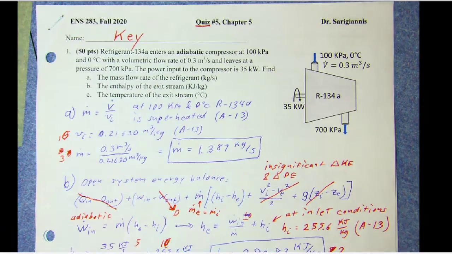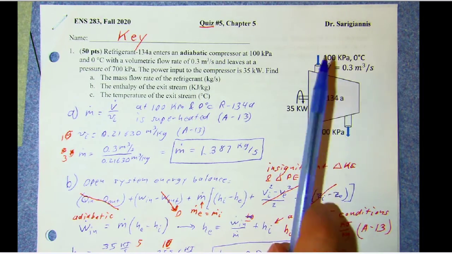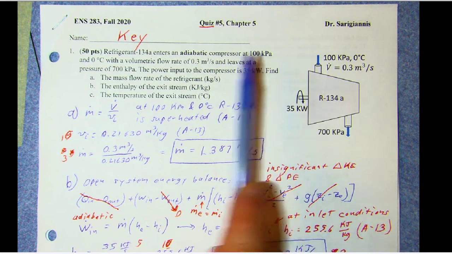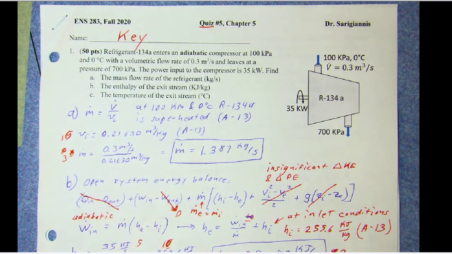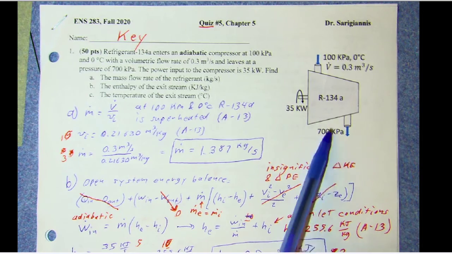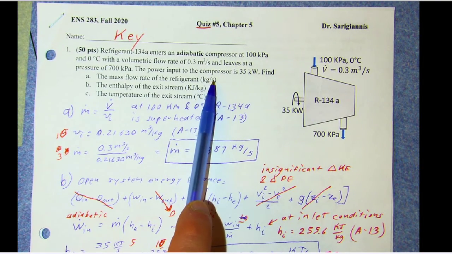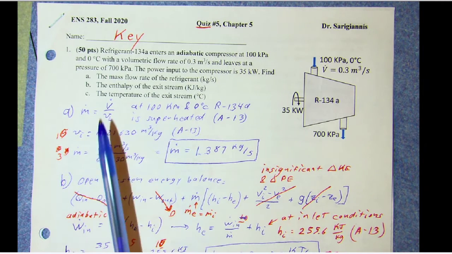Let's see, what do we got? We've got a refrigerant 134A entering an adiabatic compressor at 100 kPa and 0 degrees C. And I give you the volumetric flow rate, and I tell you what the pressure is leaving. I tell you the power in, right? The first question I thought would be straightforward, but it wasn't.